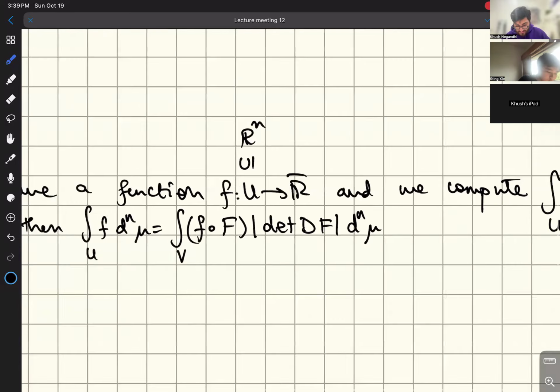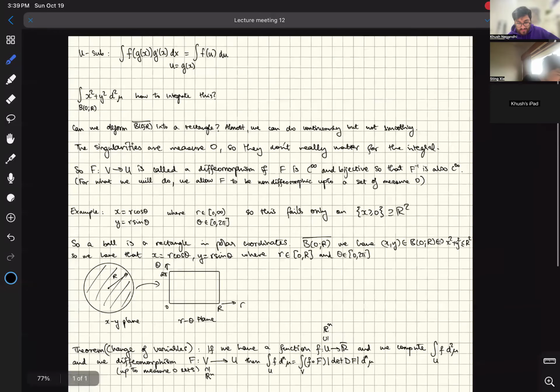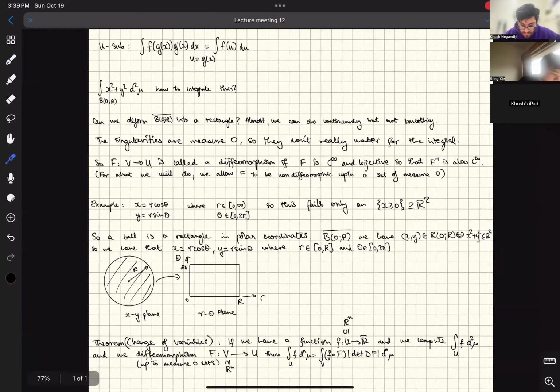So this is basically the exact same thing as we had up here. If you compare it, it's basically exactly the same. So u here is your capital F. So you have f of u times g prime, and then here you have the determinant of the derivative.